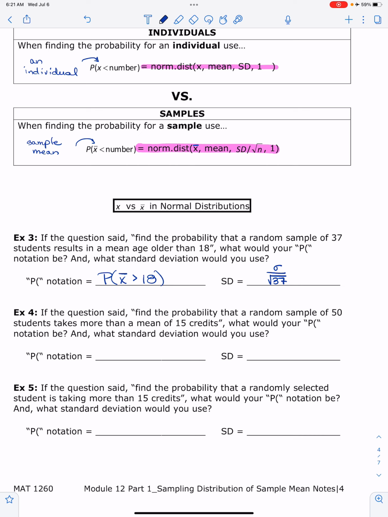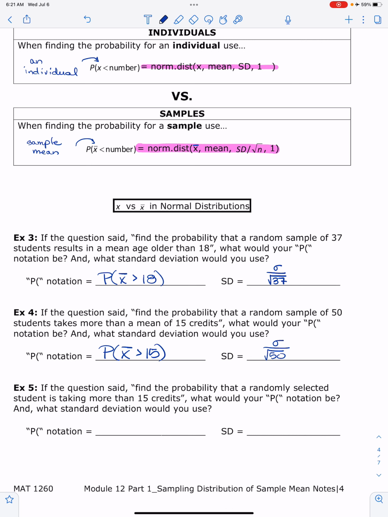Example 4. The question says find the probability that a random sample of 50 students takes more than a mean of 15 credits. So again, mean of 15 credits lets me know I'm working with a sample mean, plus the fact they told me the sample is 50 students. Mean of more than 15 credits. Our standard deviation would then be the population standard deviation divided by the square root of 50.